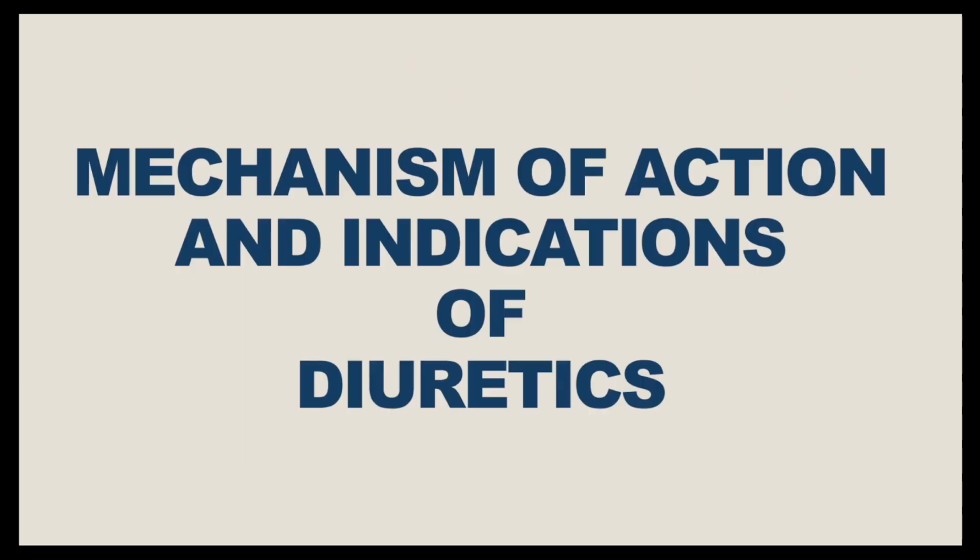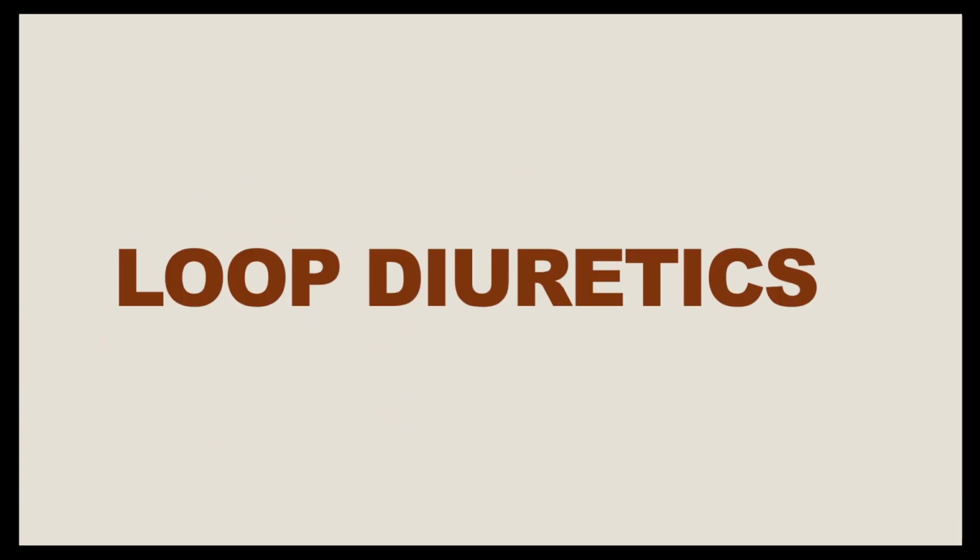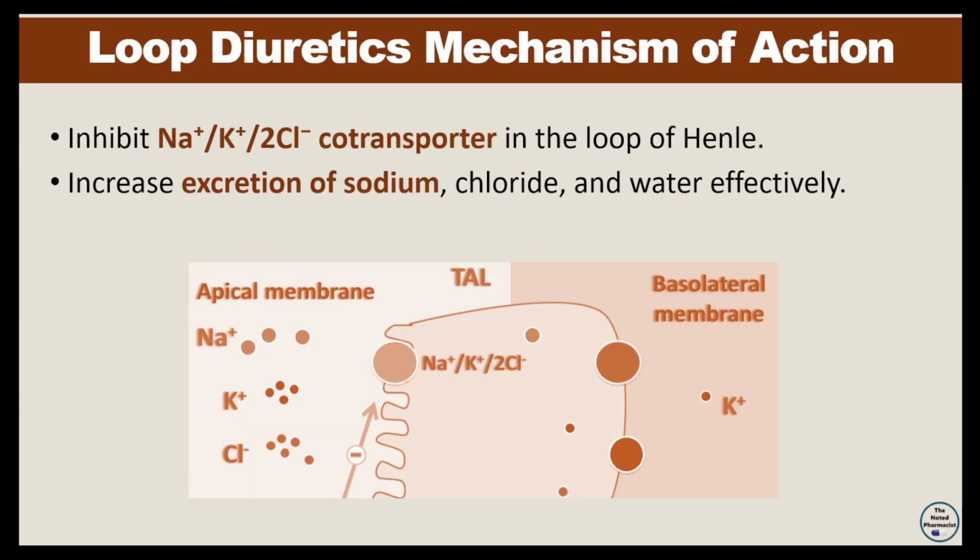Let's now look at the mechanisms of action and indications of diuretics. Diuretics primarily act on different segments of the nephron and the kidney to increase sodium and water excretion, thereby reducing fluid volume. We will start by looking at loop diuretics. Loop diuretics act on the thick ascending limb of the loop of Henle, where they inhibit the sodium-potassium chloride cotransporter, leading to significant sodium, chloride, and water excretion.